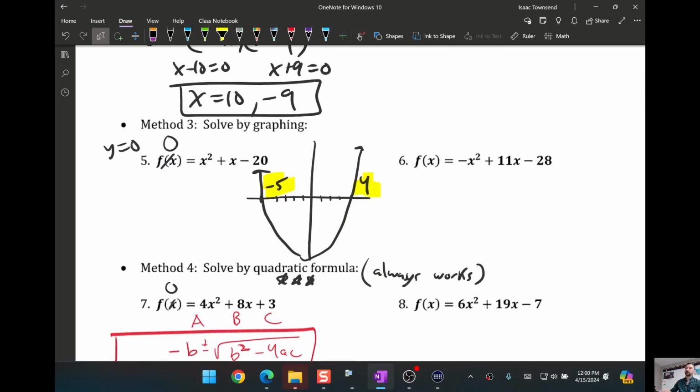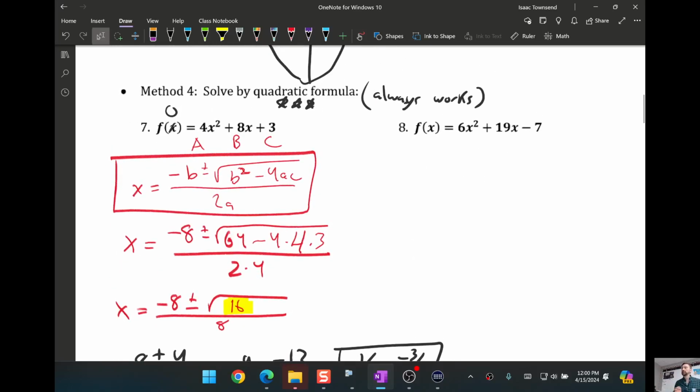I graphed number 5 to get the answers. You graphed number 6 to get the answers. You don't have to do it by hand. And then number 8, try plugging that in the quadratic formula and see if you can get the right answer, or at least see where you get stuck. So I'll give you a few minutes to try those 4 questions.